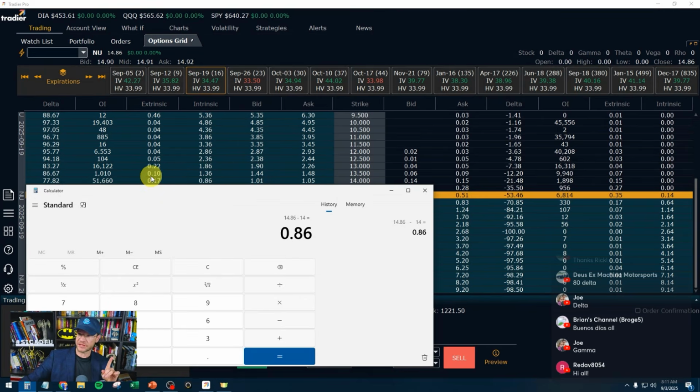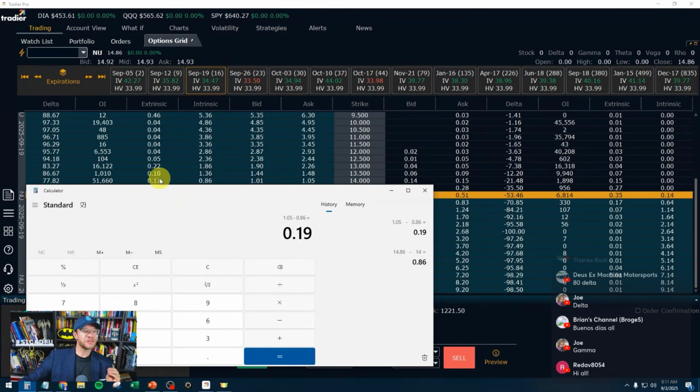Now, extrinsic value takes the difference. So let's imagine the midpoint of the price here, and it takes the difference between that and the intrinsic value. For example, 1.05 minus 0.86 gives you 19 cents of extrinsic value. Hitting the midpoint there gives you 17 cents.